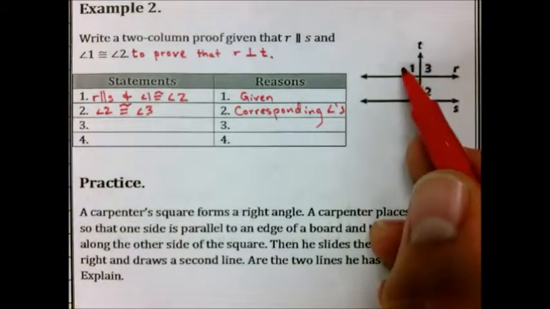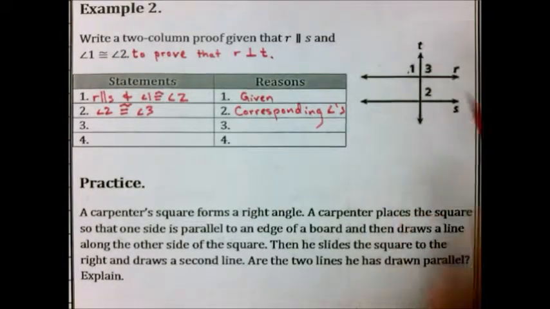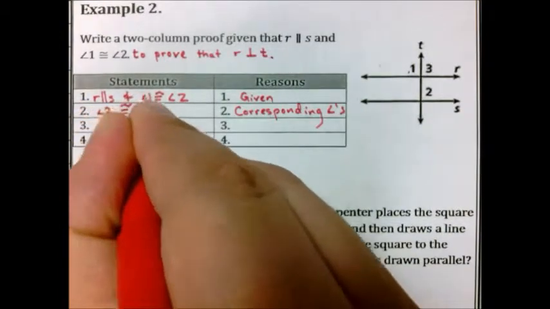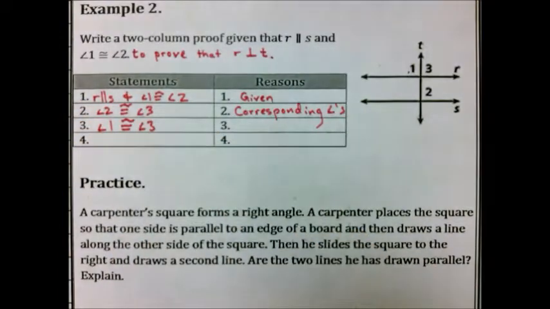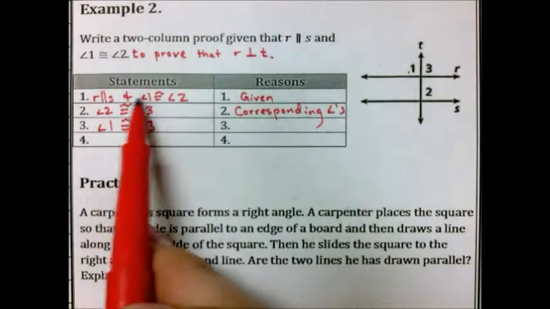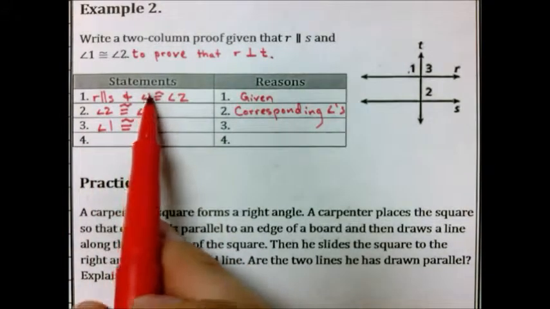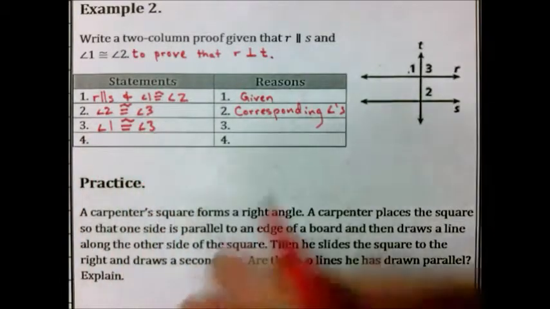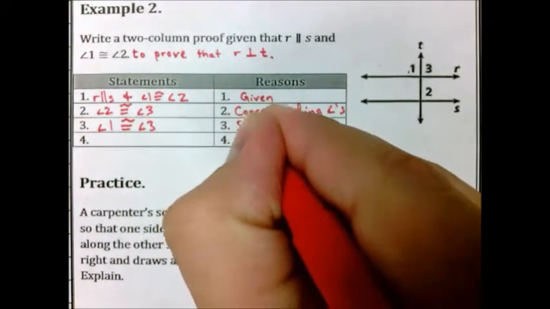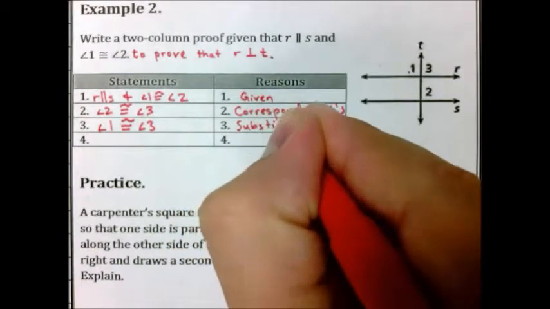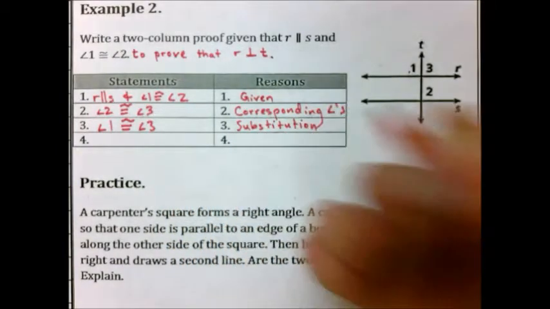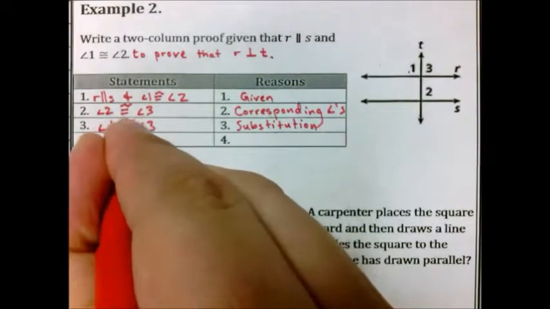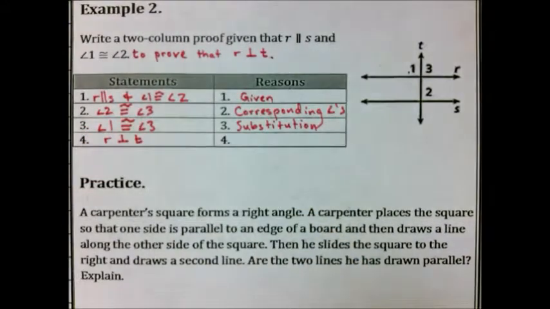Now we need to connect: is angle 1 congruent to angle 3? And we're going to write that as a statement right now. And the reason why we know that is we can use substitution right here. We know 1 and 2 are the same, so we just plug in angle 1 for this in the equation right here, and then we get angle 1 is congruent to angle 3 just by substitution.